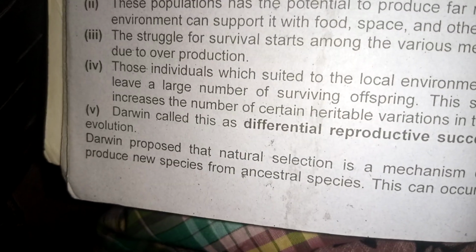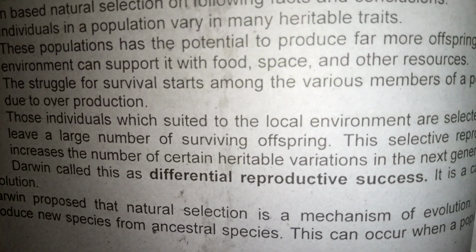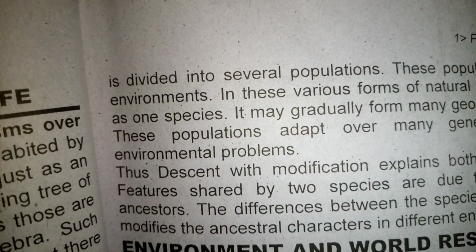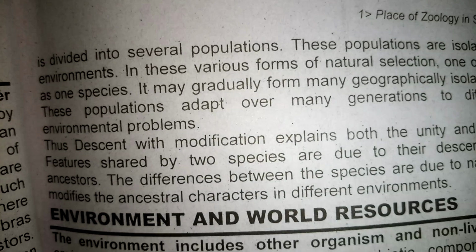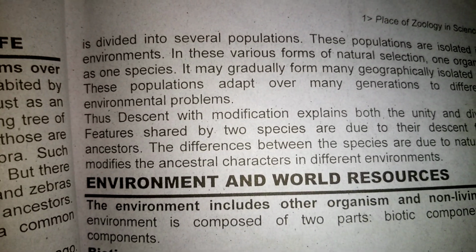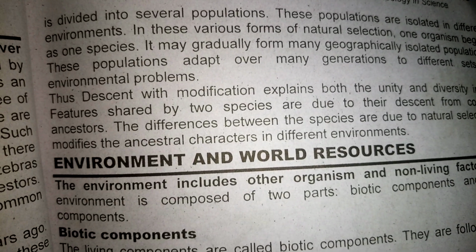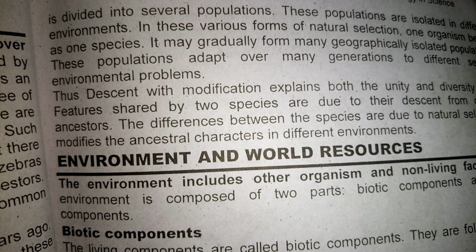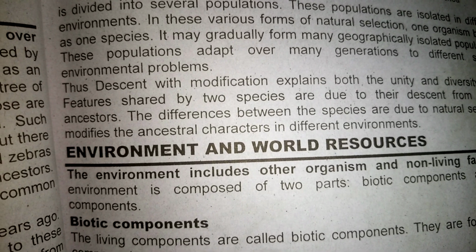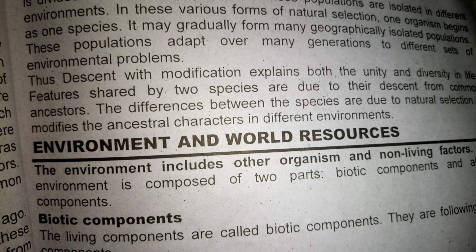It produced new species from a central species. This can occur when a population is divided into several populations. These populations are isolated in different environments. In these various forms of natural selection, one organism begins as one species. It may gradually form many geographically isolated populations. These populations adapt over many generations to different sets of environmental problems.